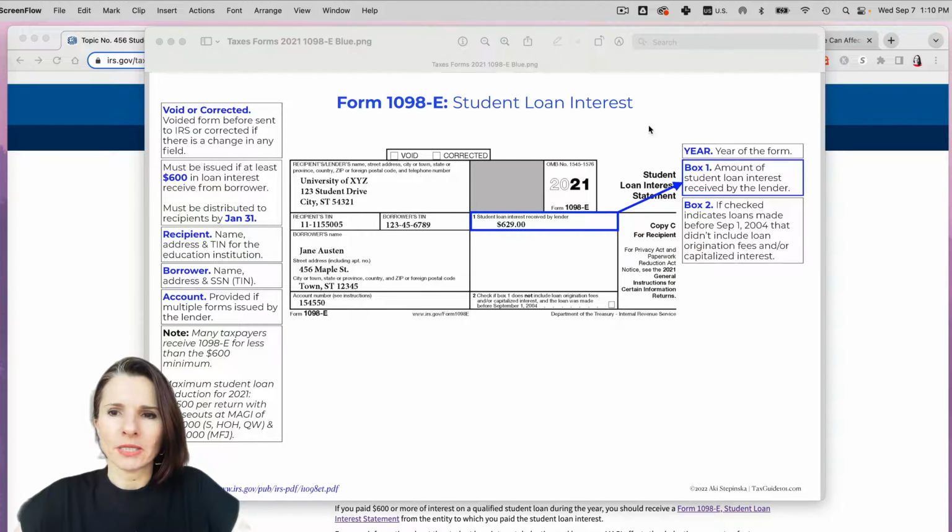Now I will talk about some of the specifics, but this is where the information comes in on this form, and once you receive it, it's very important to include it on your tax return because you are missing a deduction if you don't, and it's one of those deductions that people miss a lot actually. Now this is a deduction, so what it means, let me show you.